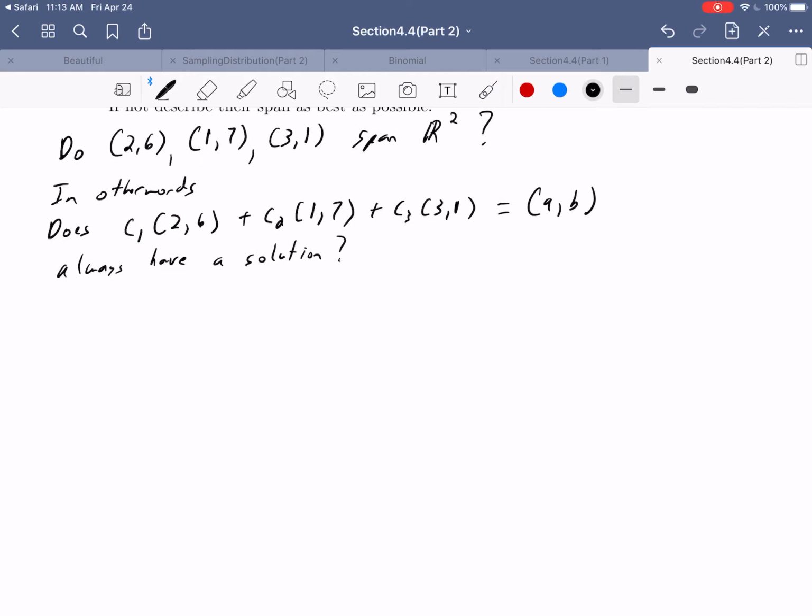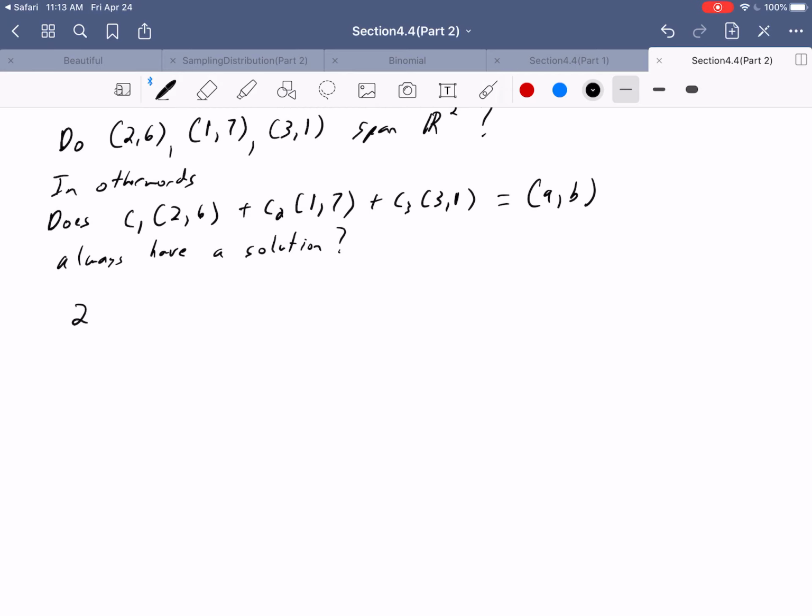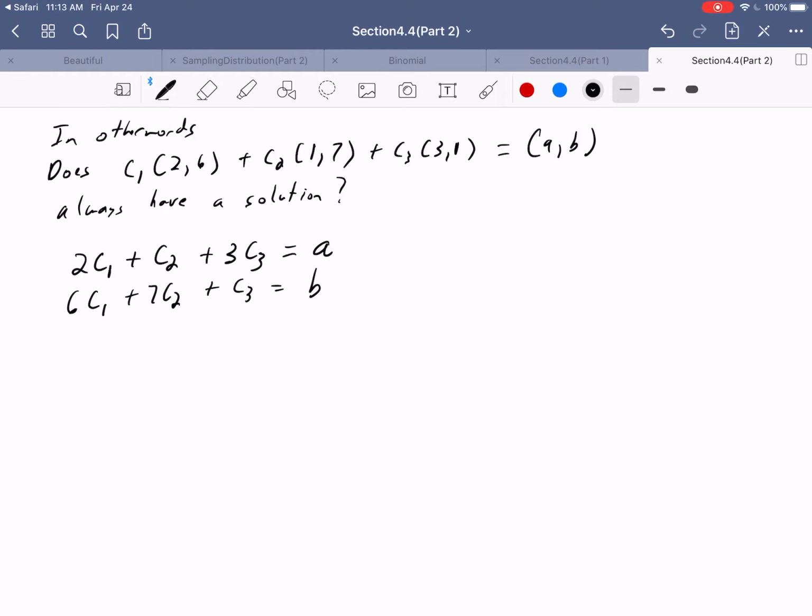Okay, we can turn that into a system of equations. That looks like we should get 2c1 plus c2 plus 3c3 has to equal a. That's all the first components. And then we should get a second equation that is 6c1 plus 7c2 plus c3 equals b. If you want, you can then put it into an augmented matrix form: 2, 1, 3, 6, 7, 1, a, b.